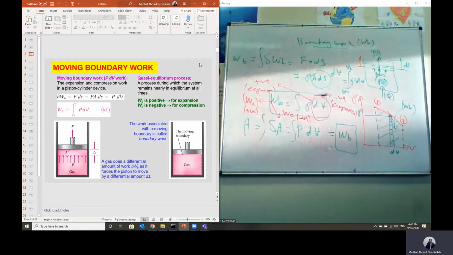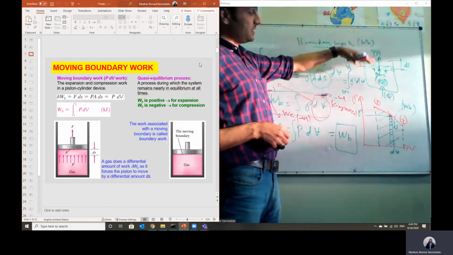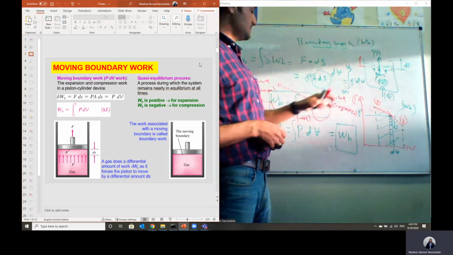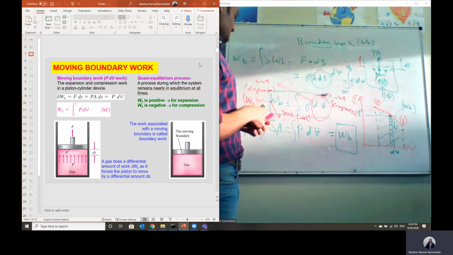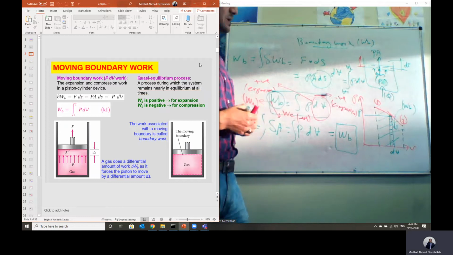So the boundary work can be applied by the system. In this case, the sign of the work is positive, since the work is done by the system. We have expansion work. The equation itself will just give me this sign. It will have a positive value for expansion.